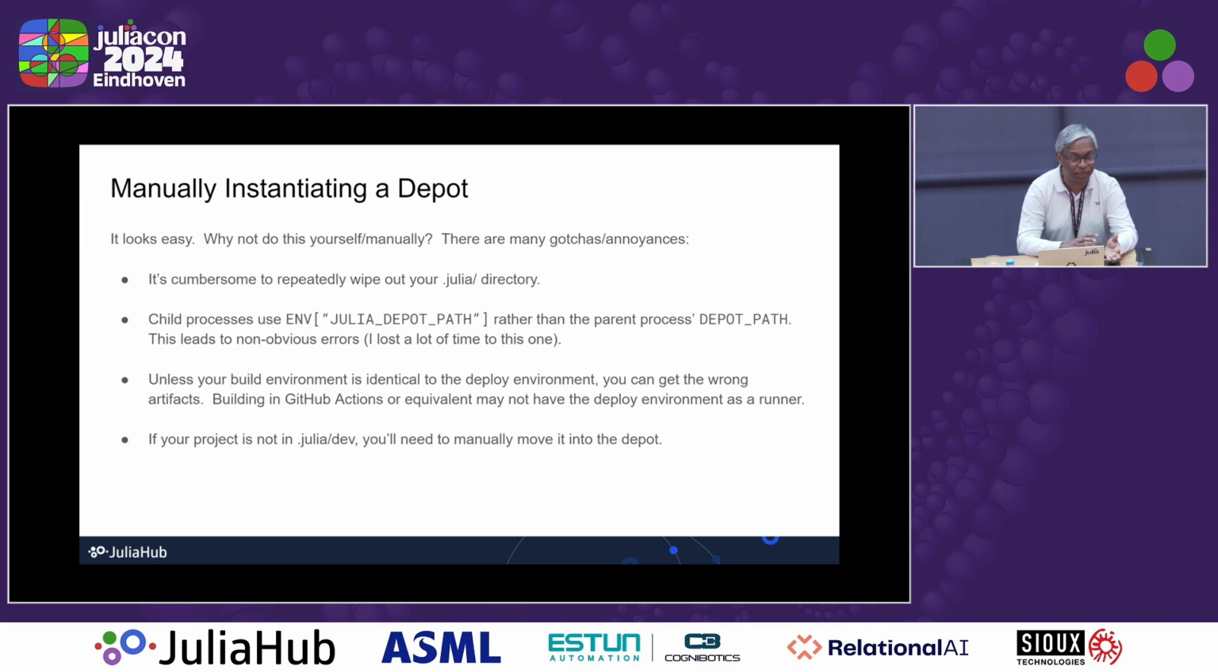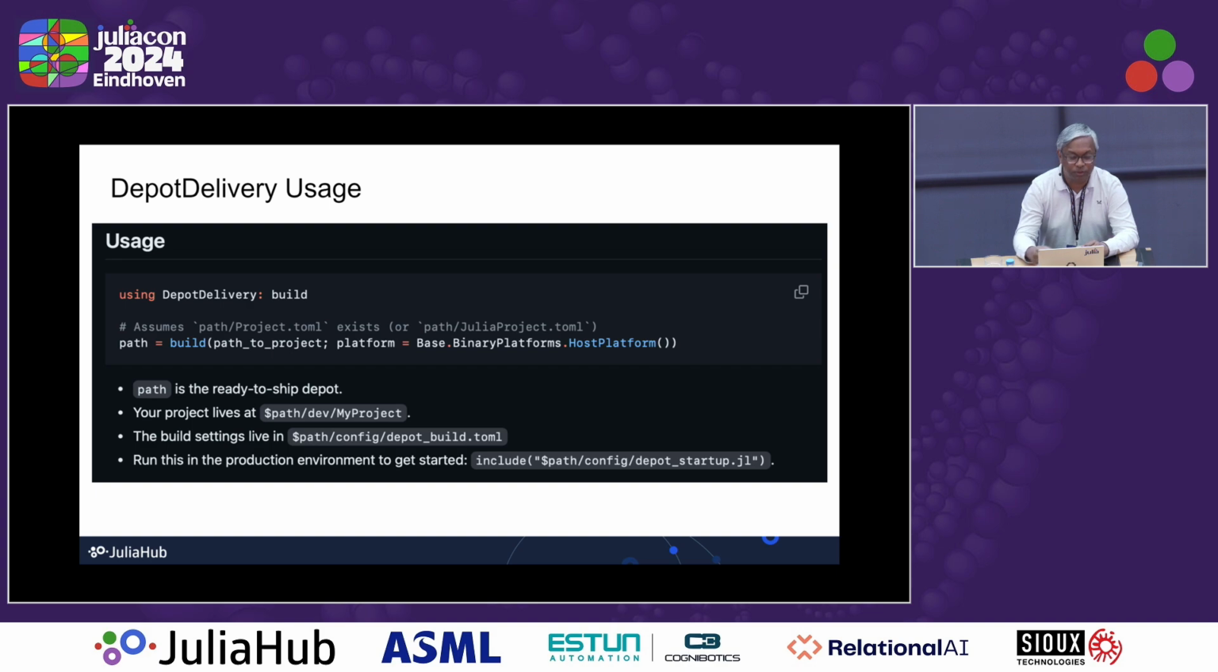Second or third, your build environment has to be identical to your deploy environment, right? If you are building on Windows, deploying on Linux, this process does not work, right? And finally, if the project that you're developing, the stuff that you are writing yourself, is not in your depot, if it's not in .julia dev, you'll probably have to move it from somewhere else, which is always annoying, right? So depot delivery basically automates all of this, does that consistently every time that you run it, because obviously with a manual process, things can change.